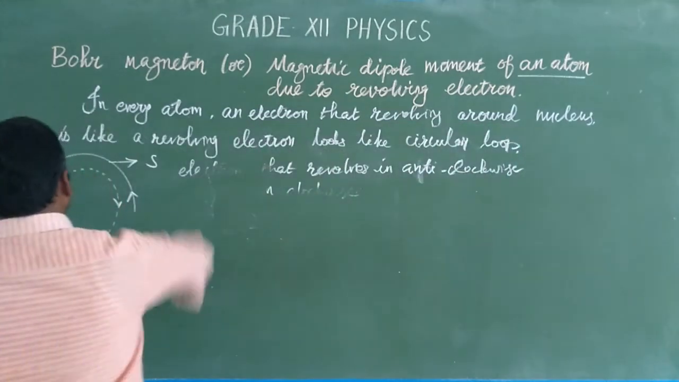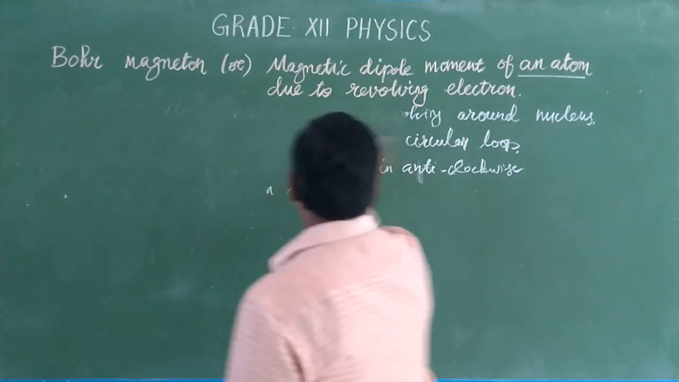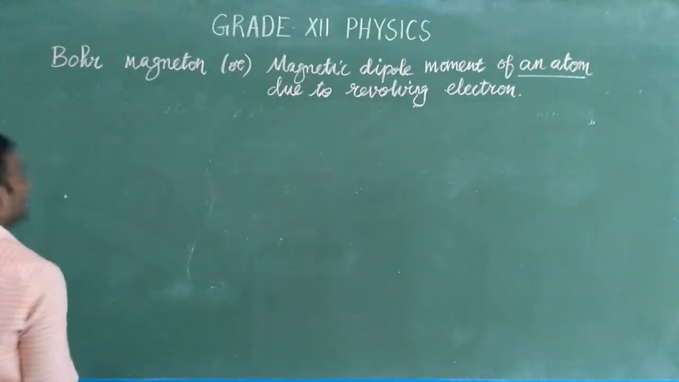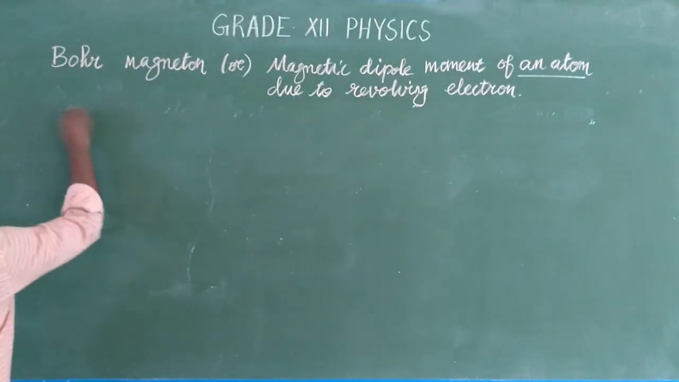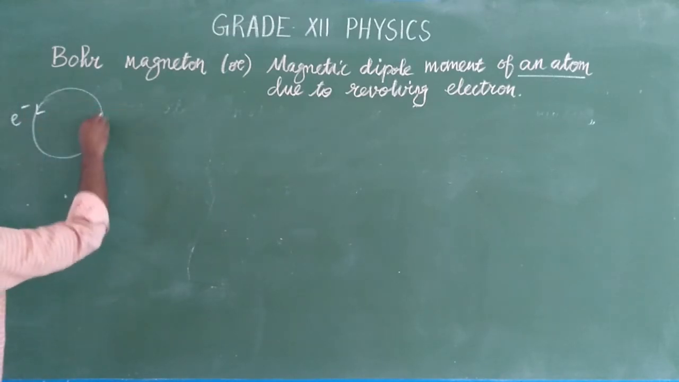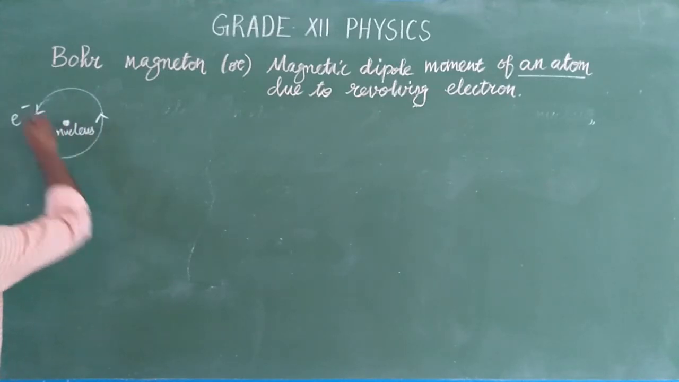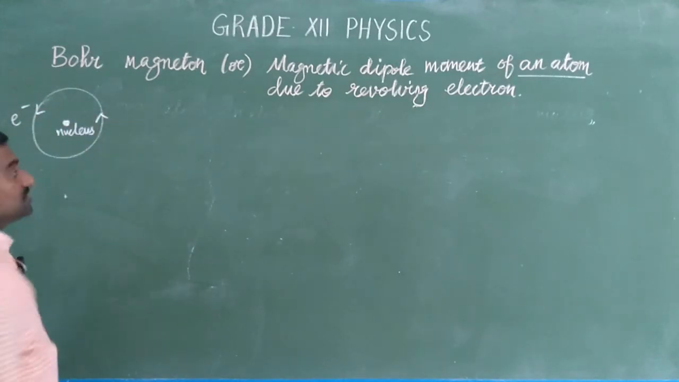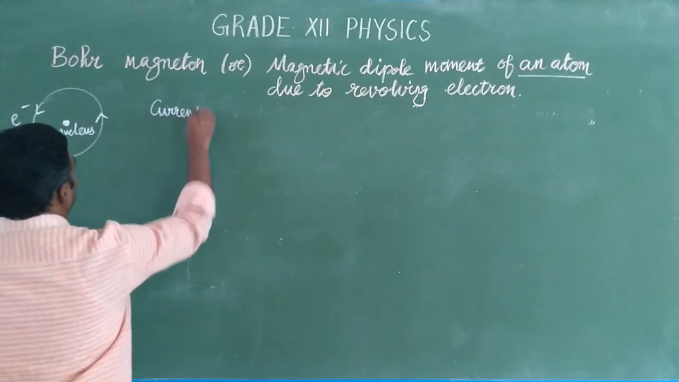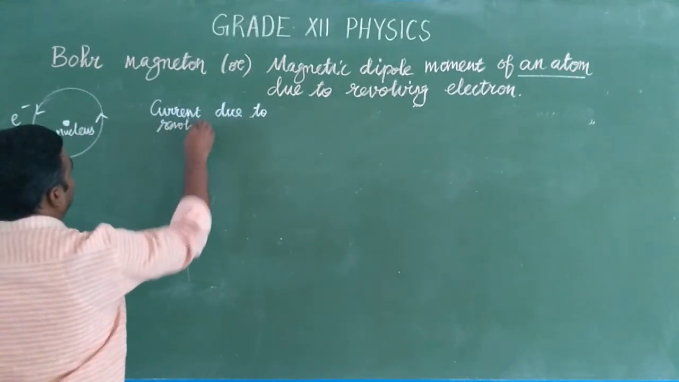Now we are going to obtain the Bohr magneton for an electron revolving around the nucleus. Listen. As we already know, in an orbit the electron revolves around the nucleus, this is the nucleus, and this is the direction of the electron, anticlockwise. So what is the current due to the revolving electron?